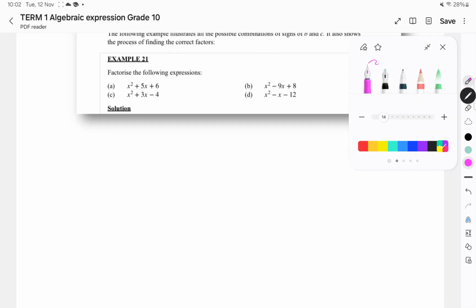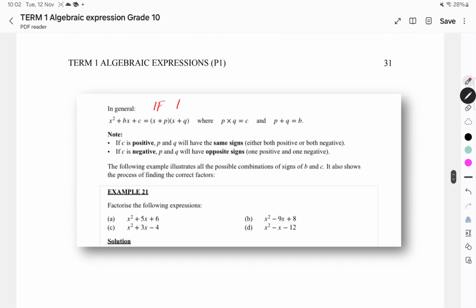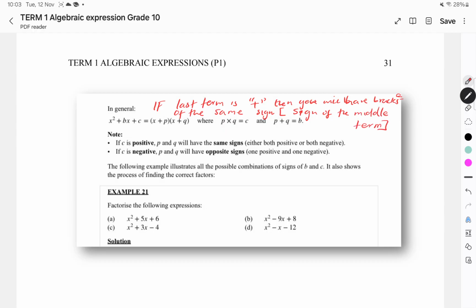So there are two things that I need you to know. If the last term is positive, then you will have brackets of the same sign, the sign of the middle term. That's what I want you to know.